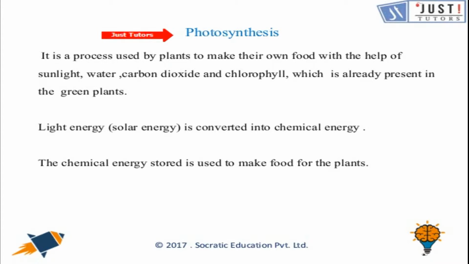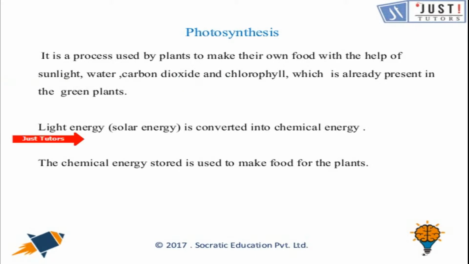So, to understand photosynthesis, what is photosynthesis? Like we eat food and we get energy to do work. Same way, plant also need energy. So it is a process used by plants to make their own food with the help of sunlight, water, carbon dioxide, and chlorophyll. The chlorophyll is already present in the green plants. So this is the process by which plants make their own food, and they use sunlight, water, carbon dioxide, and chlorophyll to make their own food.